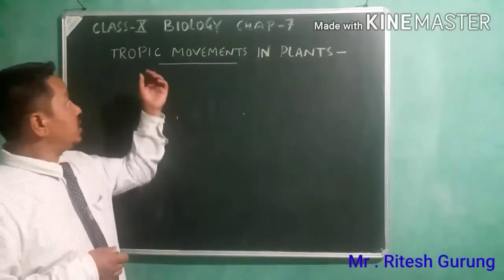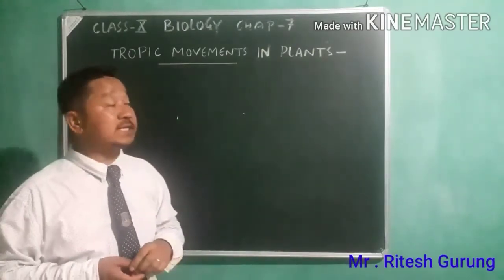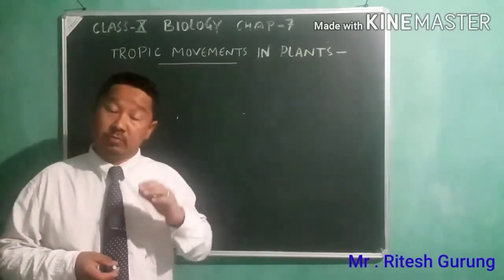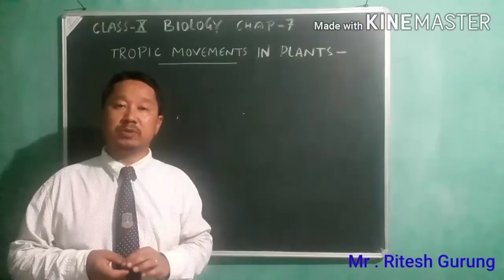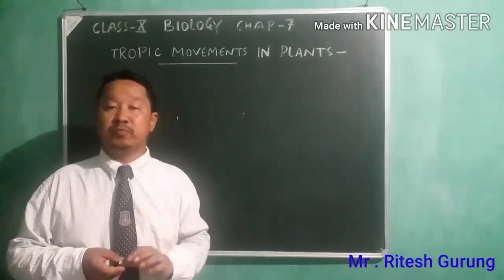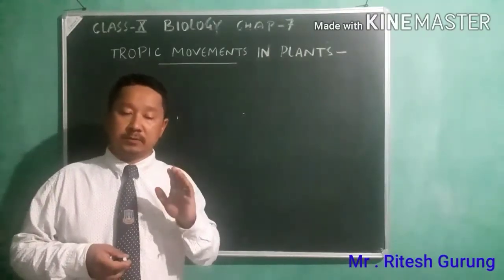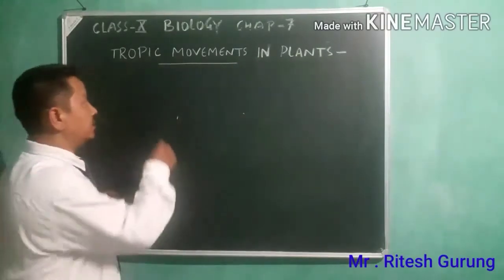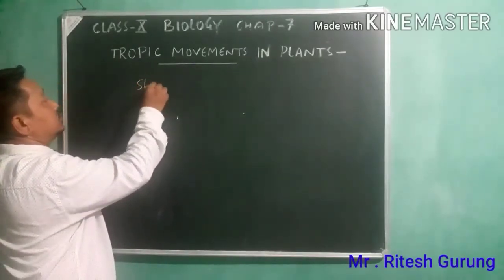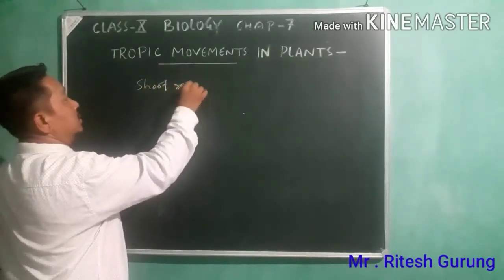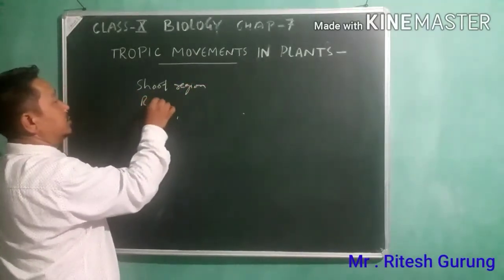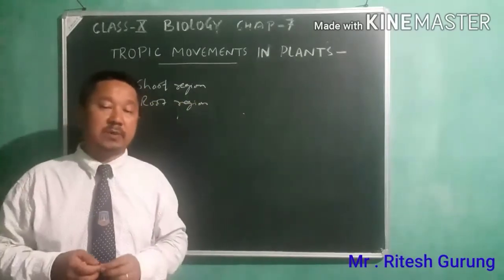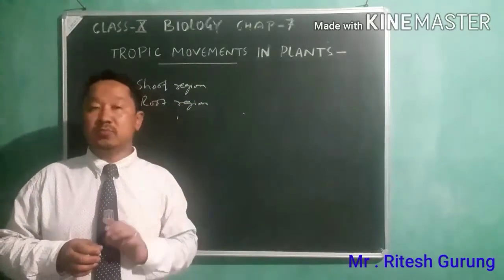All right, so regarding the movements in plants, as you all know, plants also exhibit movements, though they cannot perform locomotion. So plants mainly have two regions: the shoot region and the root region. Both the regions of a plant show movements.